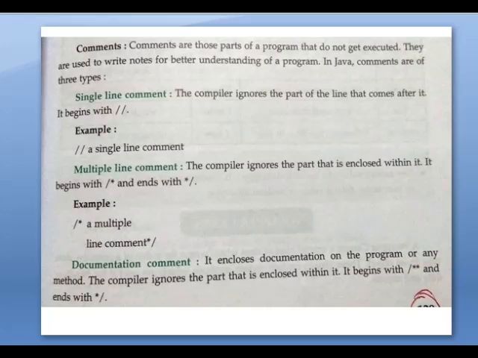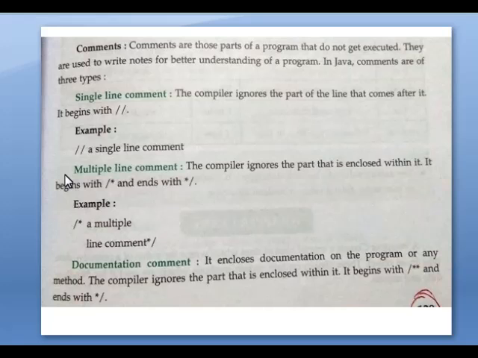Multiple line commands means if you want to give a little bit bigger explanation, the command line will be skipped to the next line also. That is called the multi-line command. Then documentation commands means if you are writing the commands as a paragraph, that is the detail of the program. If you write that as a command, then it is called a documentation command.